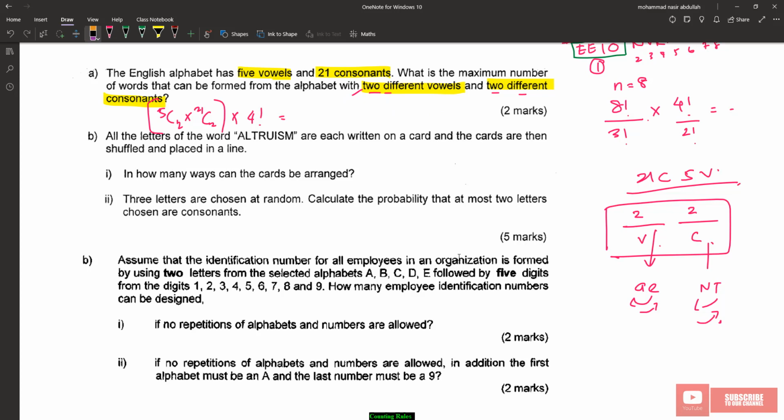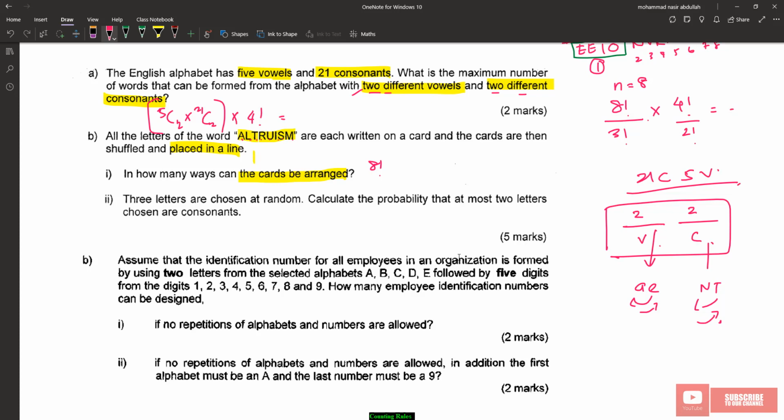Okay. So B should be very simple. The word ALTRUISM, each letter written on a card, and the cards are then shuffled and placed in a line. So how many ways can the cards be arranged? So the letters here are all distinct, right? If distinct, what do we do? 1, 2, 3, 4, 5, 6, 7, 8. So distinct means that it is 8 factorial.